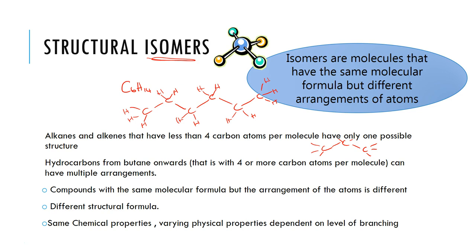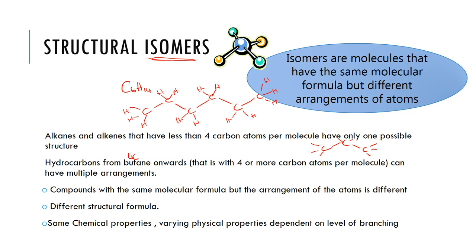Okay, but if we look at butane, which is 4 carbons, onwards, then it can have multiple arrangements. We could have 2 carbons with a CH3 coming off it. We can put them together in a whole bunch of different ways. They will still have the same molecular formula though. They'll still all be 4 carbons and 10 hydrogens, or 5 carbons and 12 hydrogens. The only way that they differ will be by this different structural formula.